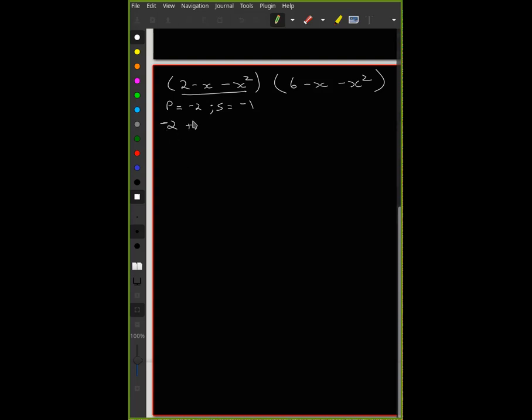Minus 2 plus 1 will give you minus 2 as a product and minus 1 as the sum. Correct. So how do I split this? I'll write 2 minus 2x plus x minus x squared. Is this clear, everyone? Continue.